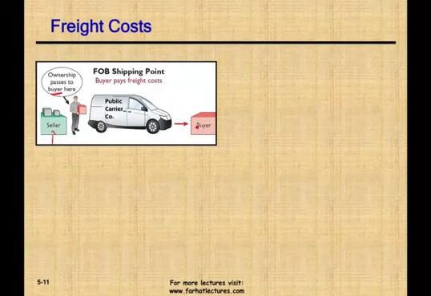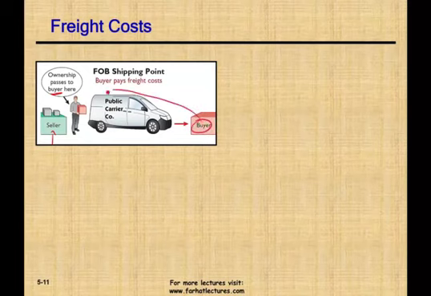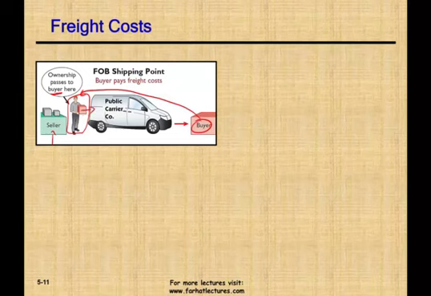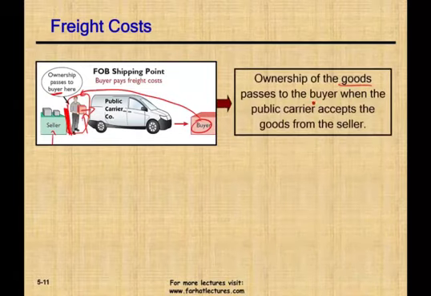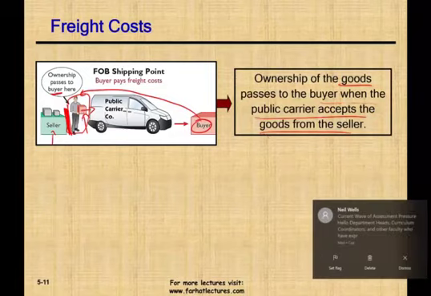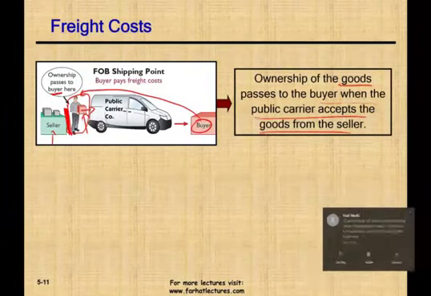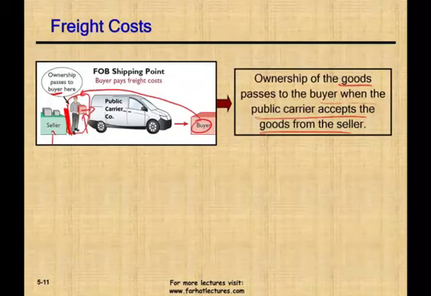So the buyer drove their van. Let's assume the buyer drove their van to the seller, and the buyer picked up the product and put it in their van. We're going to assume this is their van. It doesn't have to be their van. They might have hired a van, but it's their responsibility. As soon as the buyer leaves the store, this inventory becomes the buyer's responsibility. So the ownership of the goods passes to the buyer when the public carrier accepts the goods from the seller. And here, to keep it simple, assume the buyer went there and picked it up. Now, the buyer doesn't have to be there. All the buyer has to do is pay for the shipping.